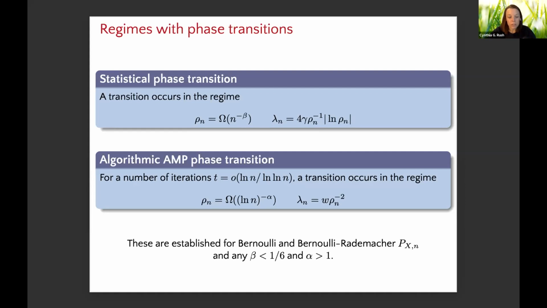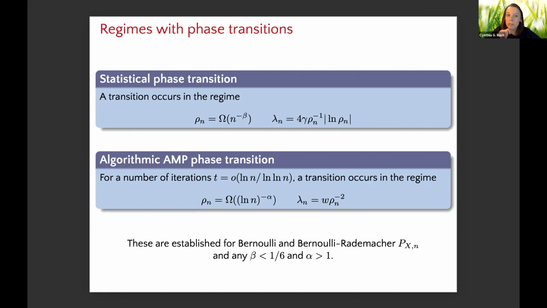The statistical phase transition regime requires that rho, which controls the sparsity of the signal, decreases to 0 more slowly than 1 over n to the beta, where beta is a positive constant that's small enough. And to observe the statistical phase transition, we need lambda, the signal to noise ratio, to grow like negative log rho divided by rho. So we prove that in this regime, a phase transition occurs as a function of gamma, which is just some positive constant used to define lambda.